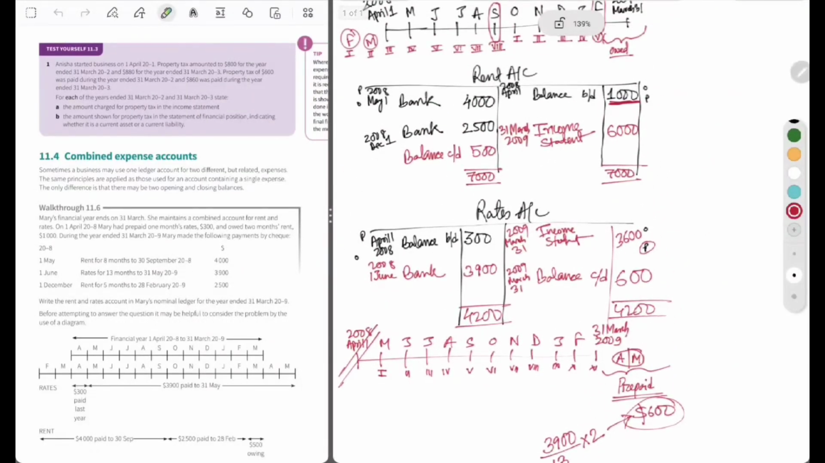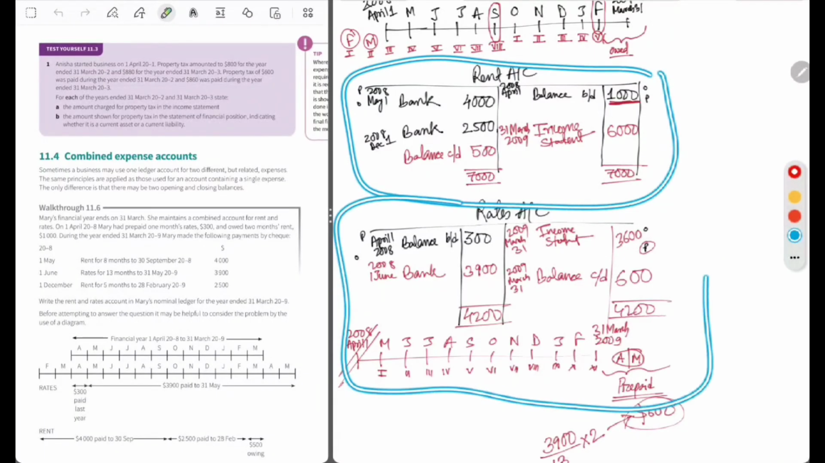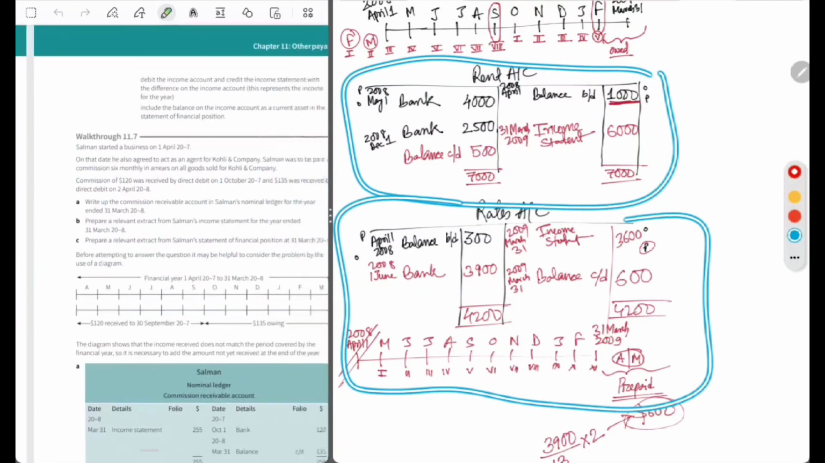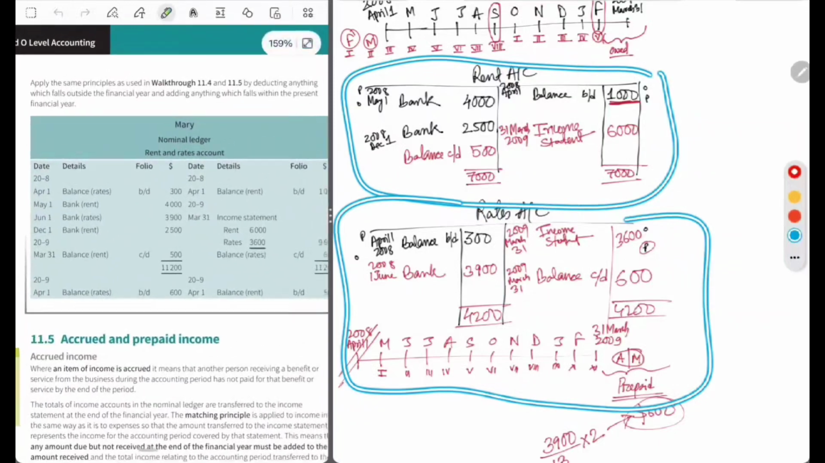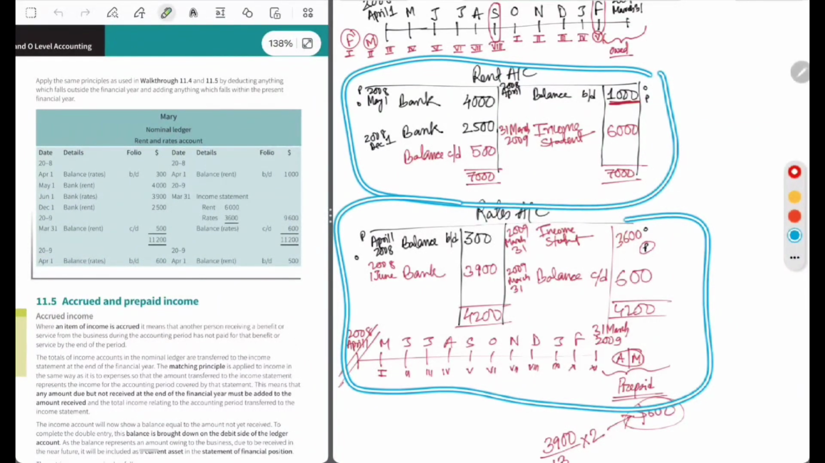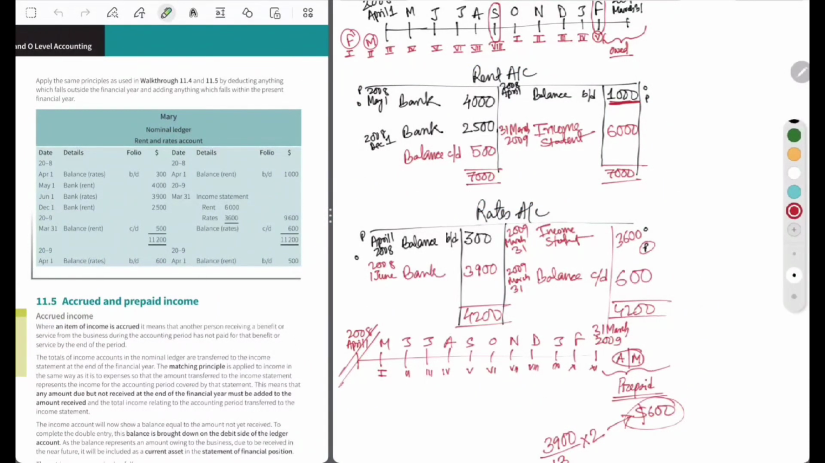Okay, rent account like this and then rates account in this manner. Okay, so just look here in the solution that is given to us in the next page. See, this is what we are talking about in case of combined expense account. Okay, see, this is our balance brought down $300.